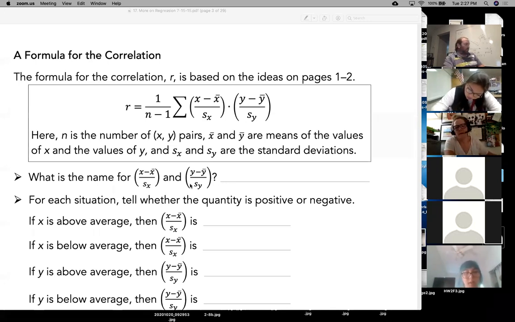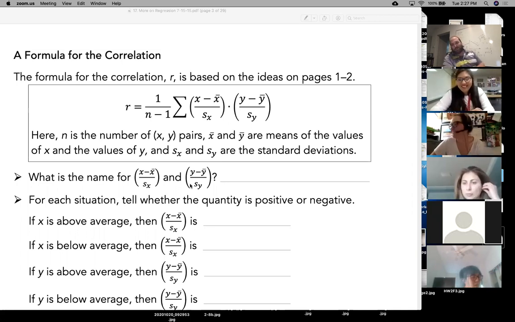So essentially what we're doing is we're calculating Z-scores, multiplying them together, adding them, and then multiplying by 1 over n minus 1. Okay? Why would we want to do that? Just kidding. This is a formula that somebody a lot smarter than me and you came up with. All right, so we just accept it.